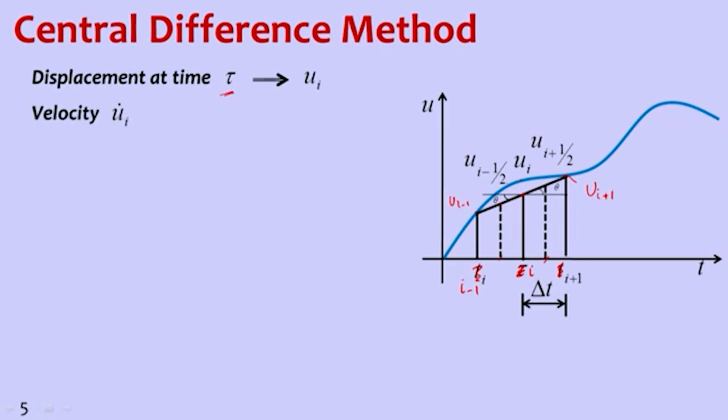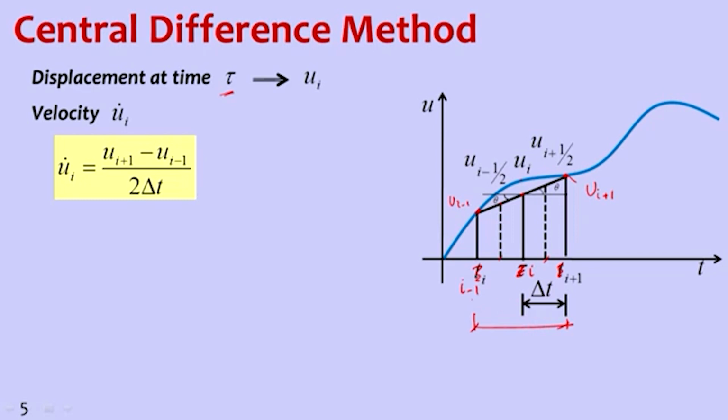Now velocity, that is u dot at i, is equal to, so how do we get that? You can see this one, the displacement at this point, divided by 2 delta t.